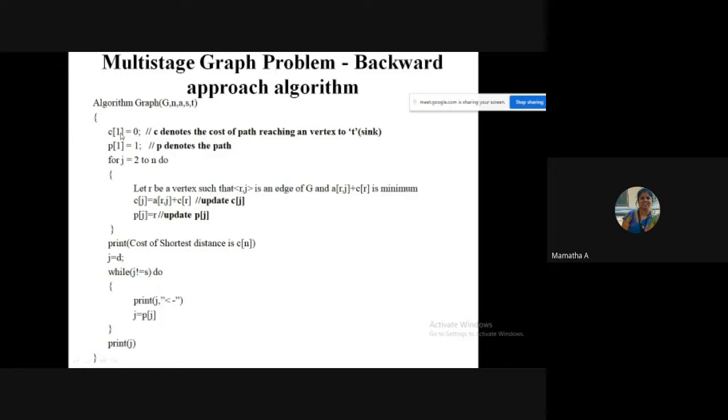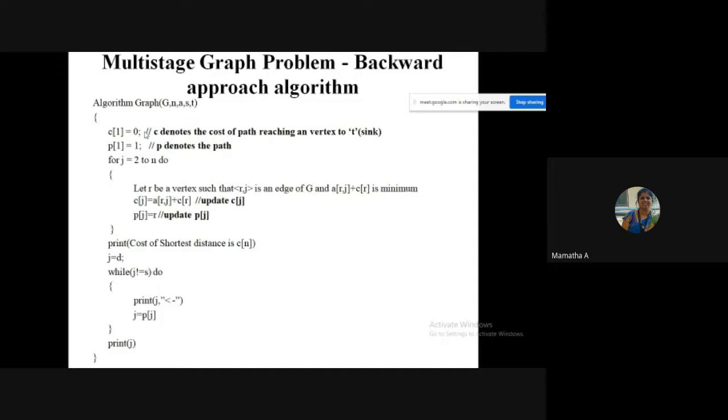What was this? C of n. C of n equals to 0. But here it is C of 1. So now I am trying to find out the cost of the path reaching from the vertex to the sink. Right?